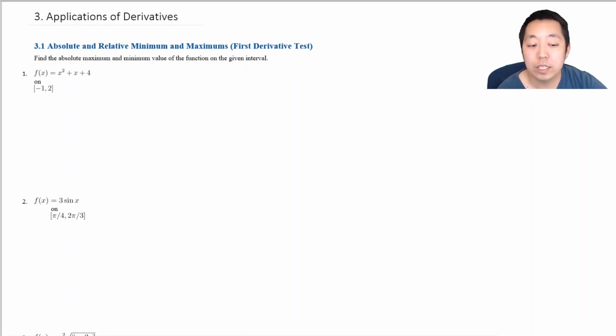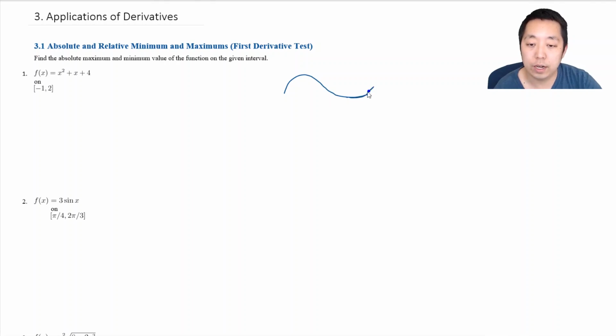So now we're going to start looking at some applications of derivatives. One of the most common applications is to be able to find absolute or relative minimums or maximums using the first derivative test. So the first thing you want to do, when you're trying to find generally what a relative maximum is, is look at where the first derivative is 0.